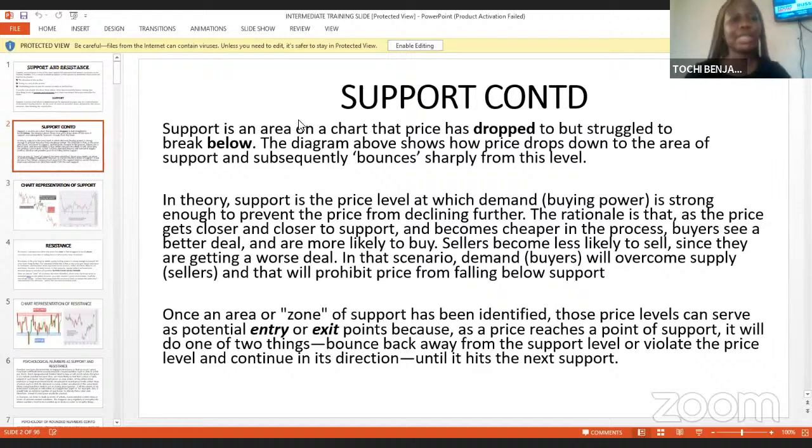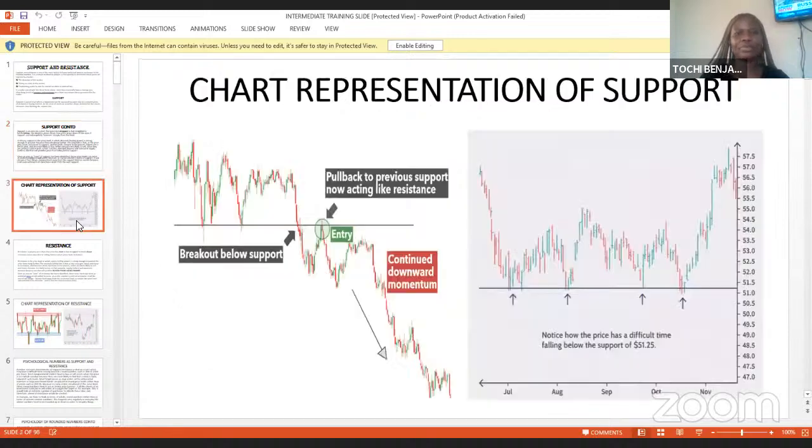So now it says, suppose an area in the chart that price has dropped to but struggled to break below. Price has dropped, that means price is falling from up. Then it gets to a level which we see as a ground level or a floor level, or technically we call it support level. The price gets to that level, it struggles to break below that level. This is what we mean.